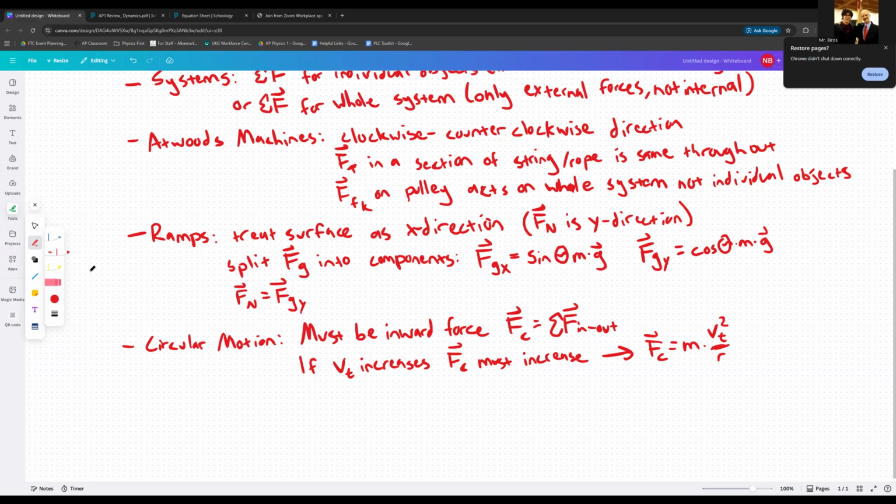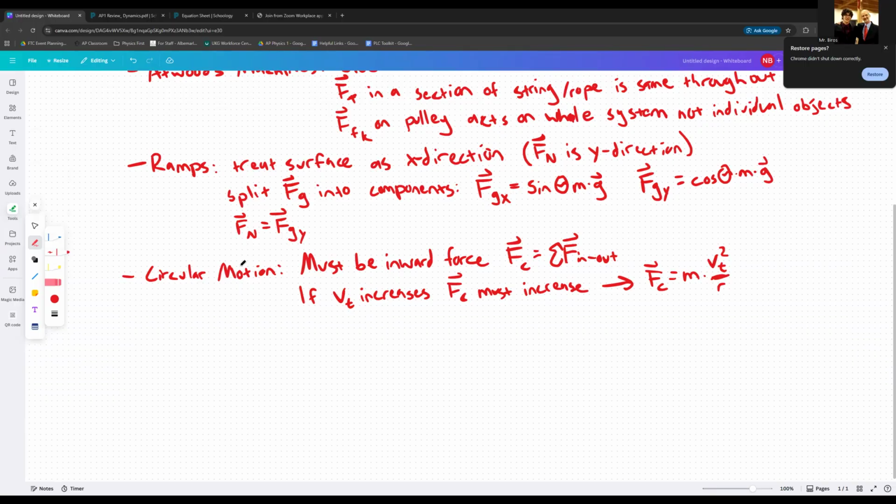What else here? For circular motion, I guess we'll throw in orbit reminders. We'll say for orbits, just the very end of what we did, but we'll pop it in here with circular motion. For orbits, the centripetal force is just equal to the force of gravity, specifically using the equation big G m1 m2 over r squared.